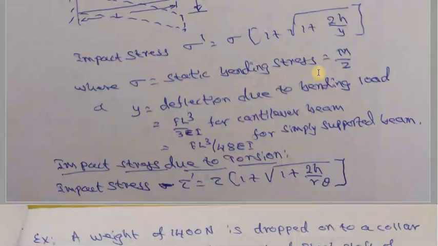So this sigma is from the pure bending moment equation M by Z. So I can calculate sigma by this equation. I can calculate this y by either this equation or this equation and substitute here. So I will get the instantaneous bending stress sigma B dash.